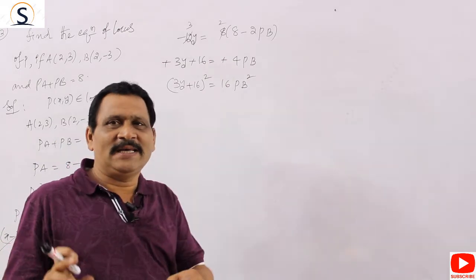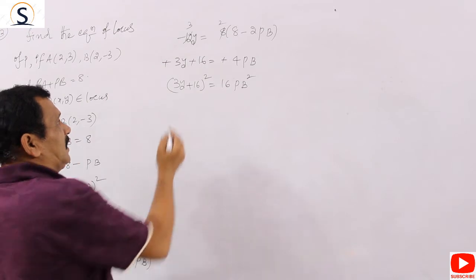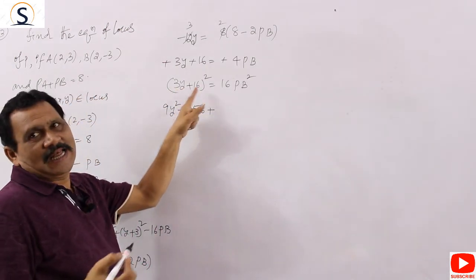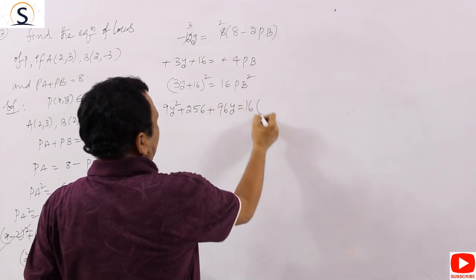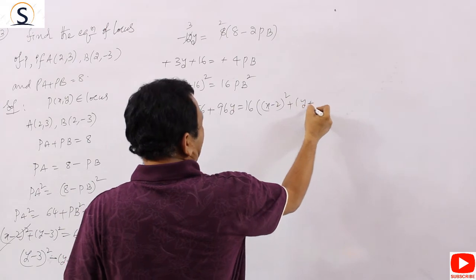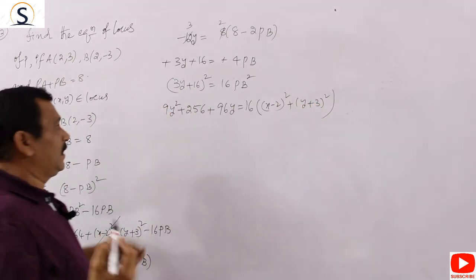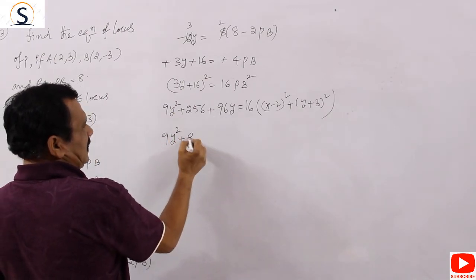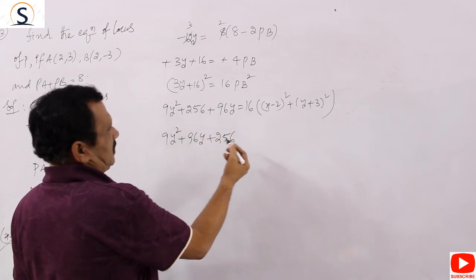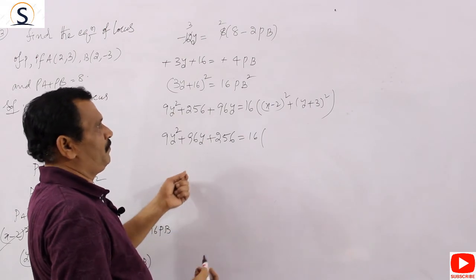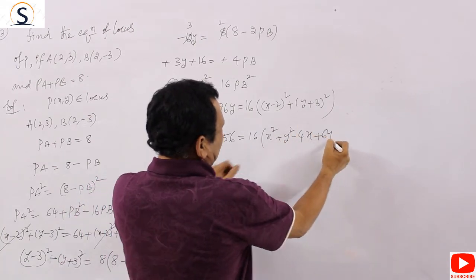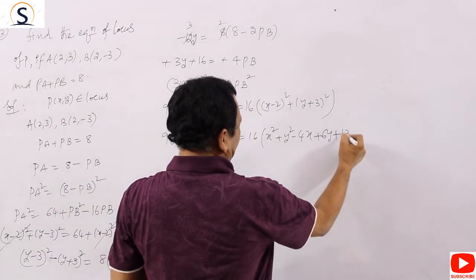Directly, PB square you can apply the distance from P to B, and then you can simplify. This is 9y square plus 256 plus 2AB, 2 3s are 6, 16 the 96y, is equal to 16 into PB square. This is x minus 2 whole square plus y plus 3 whole square. This is 16 PB square. Here is 9y square plus 96y plus 256 is equal to 16 into (x square plus y square minus 4x plus 6y plus 4 plus 9, that is 13), right?